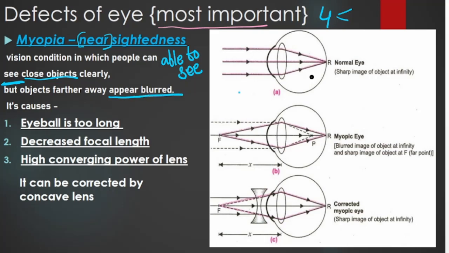Means पास का दिखता है but दूर का नहीं. So just remember myopia, nearsightedness. By this line you will be able to understand everything about this. In your examination if you are confused कि कौन सा होता है defect, just remember myopia, nearsightedness and you will have your answer. Vision condition in which people can see close objects clearly but objects further away, means दूर के objects, appear to be blurred. Now it has some causes as well.